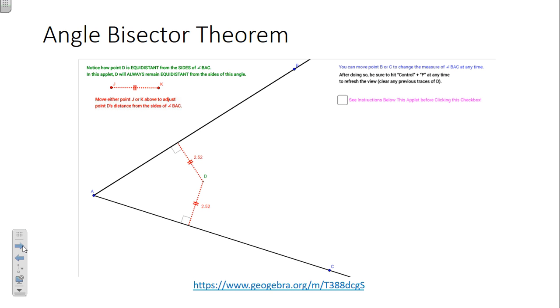The angle bisector theorem tells us what happens when we bisect the angles. And when we bisect the angles, I don't know if this is going to work. It didn't work earlier when I tried it. Okay, watch what happens when we bisect the angles.